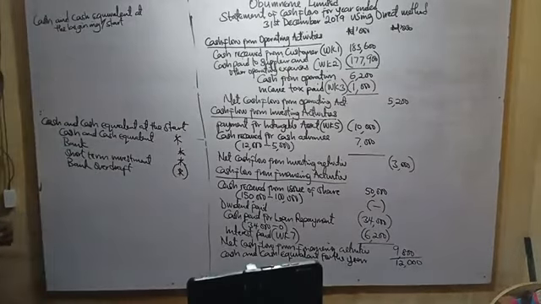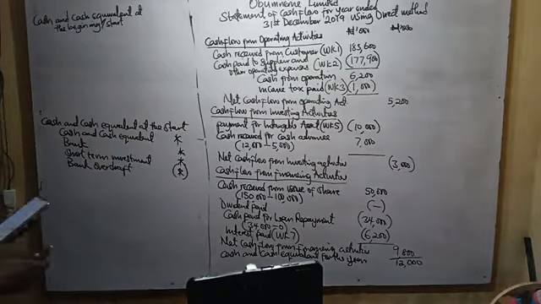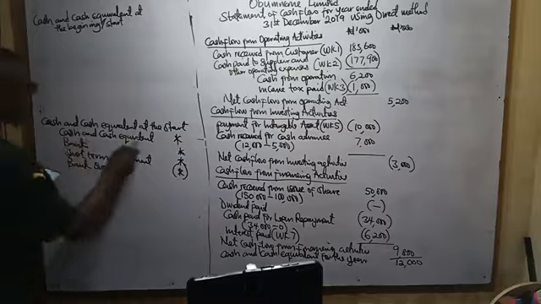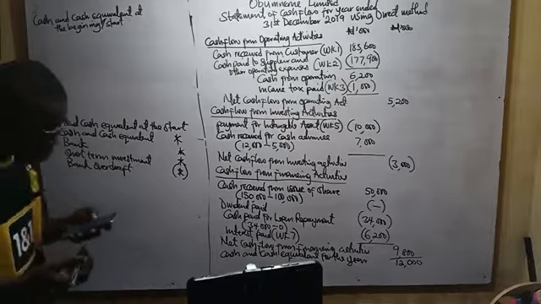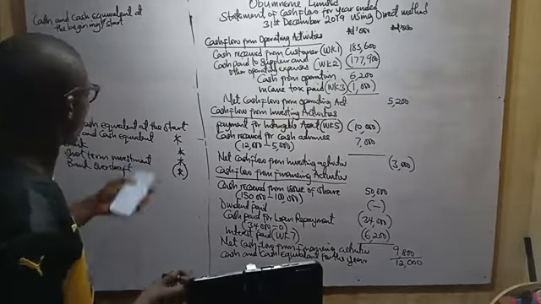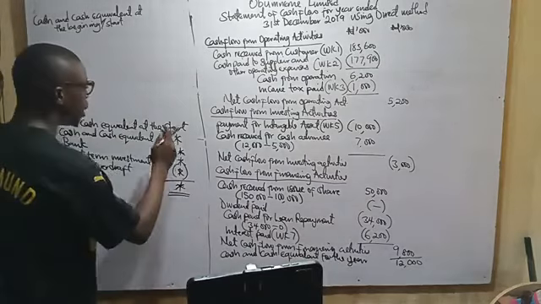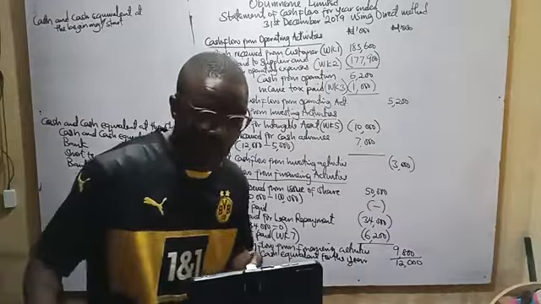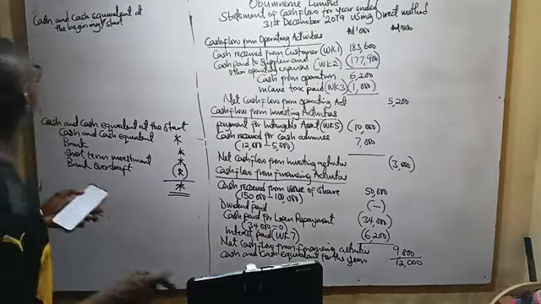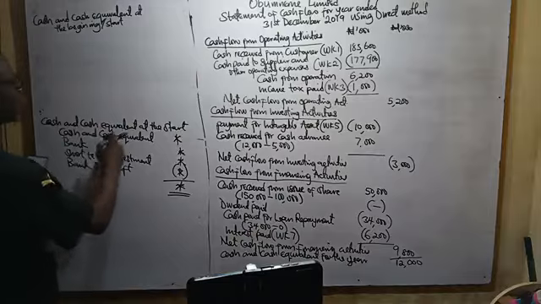But in this question we are solving now, there's only cash and cash equivalent. There's no bank, there's no short-term investment, and there's no bank overdraft. So this is how you calculate it to get your cash and cash equivalent at the beginning or at the end. This is how it will look like. Am I communicating? But in this question, it's only cash and cash equivalent that we have.